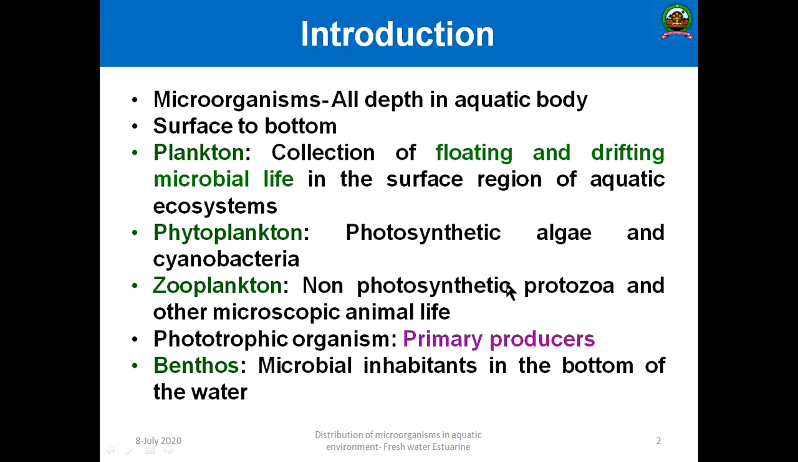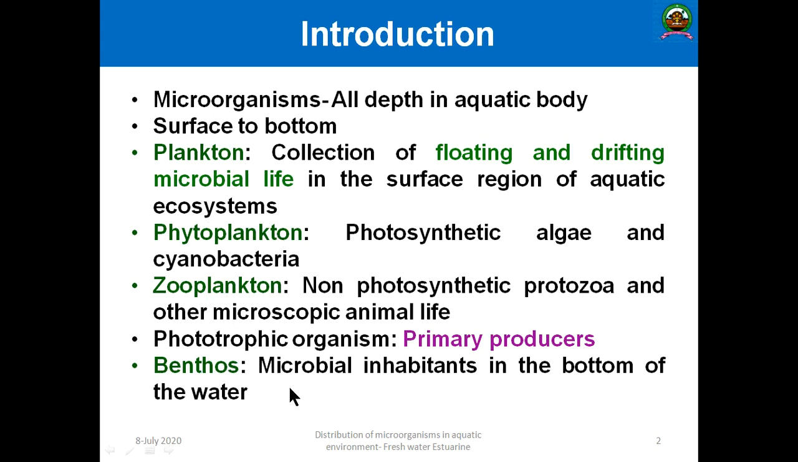Then another important one is the zooplankton, which is also present in the same ecosystem. They are non-photosynthetic organisms, mainly protozoa and some other lower microscopic animal life. They generally feed on the phytoplankton and they are the primary consumers. And these organisms are the common types of plankton in the aquatic ecosystem.